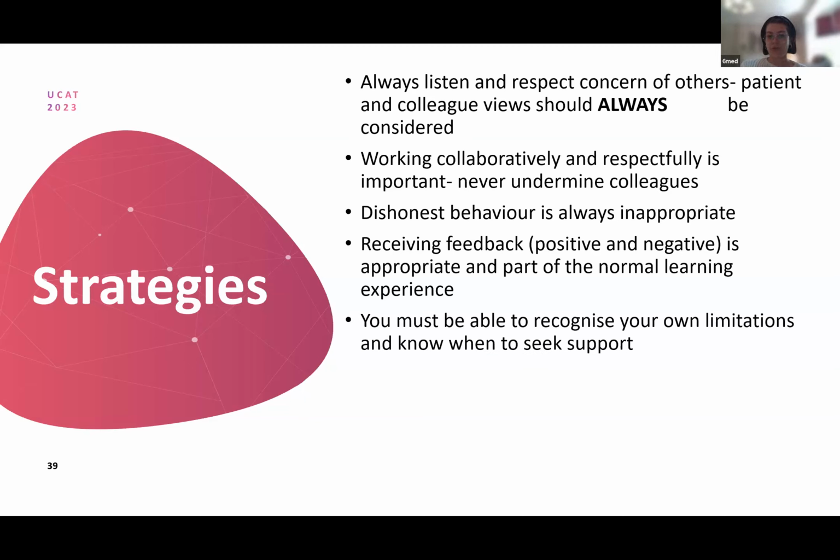Like I've already mentioned, you need to know what your own limitations are and when you need to get support. And then the only thing more important than integrity is patient safety. So any question where patient safety is at risk, any answer which helps protect the patient's safety will always be very appropriate.